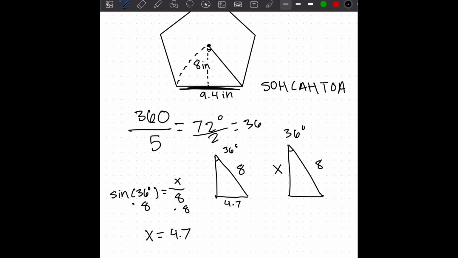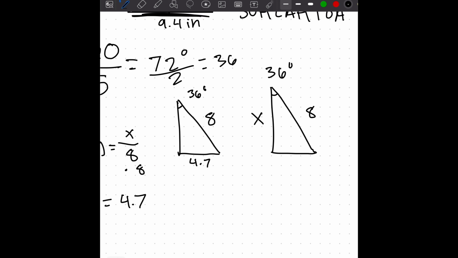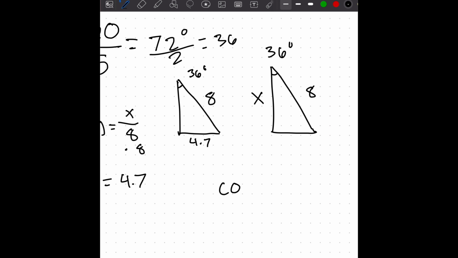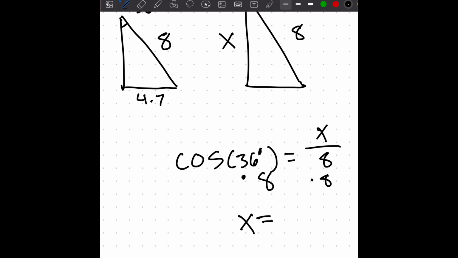And from this perspective, we have x as our adjacent and 8 as our hypotenuse. And so we'll be using cos. So we fill it in again. Cos 36 degrees is equal to adjacent over hypotenuse, which is x over 8. Multiply by 8 again. So x is equal to 6.47.